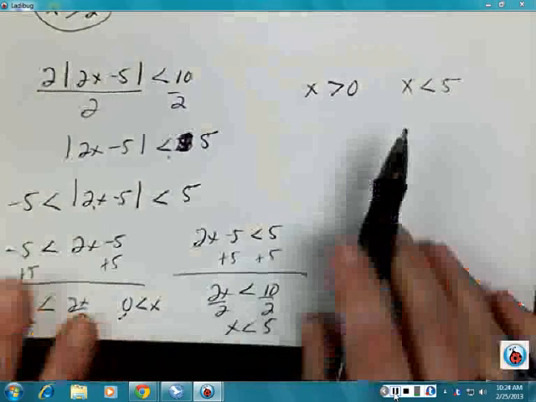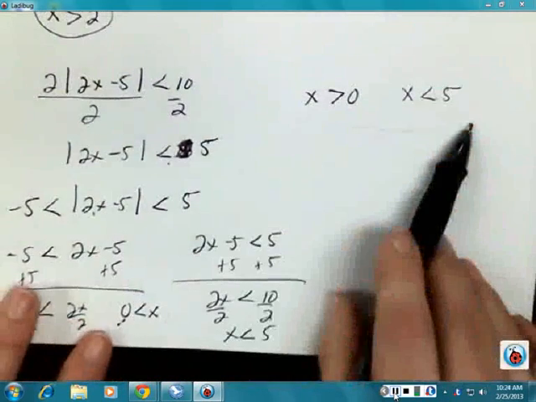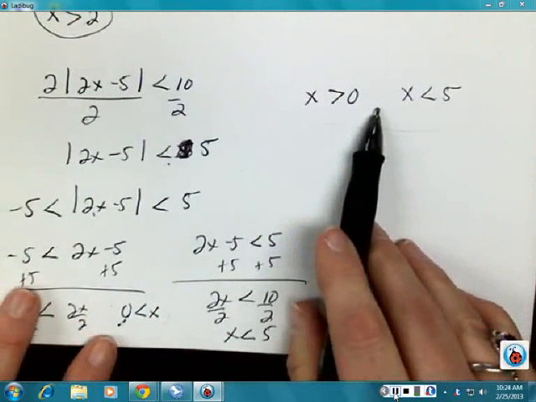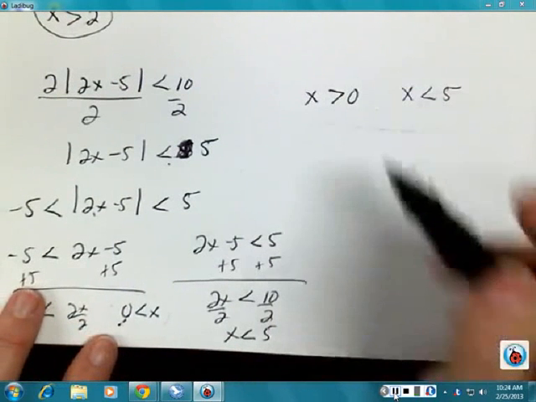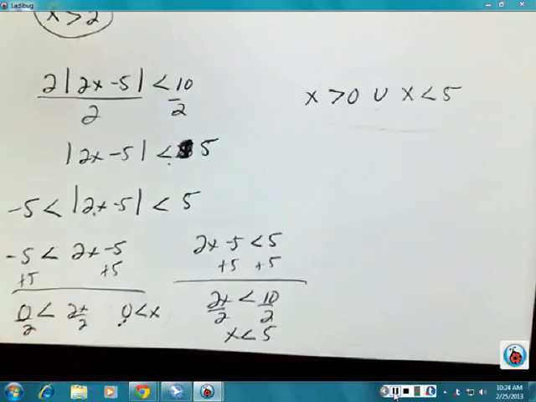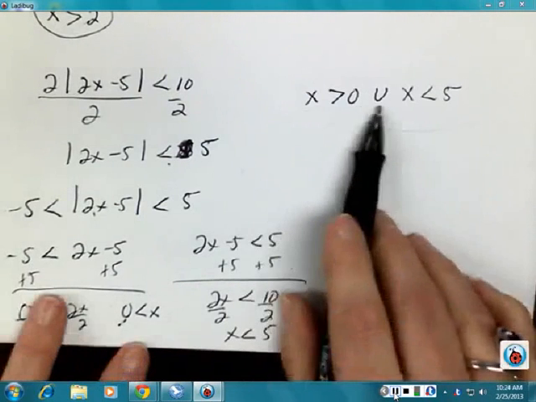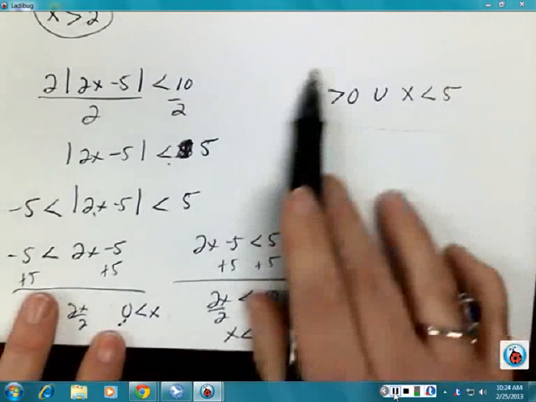Remember, this is algebraic notation. What goes in the middle? Union, yes. United. Union, yeah. Means same kind of thing. So we've got a union in the center, and that would be my algebraic notation.